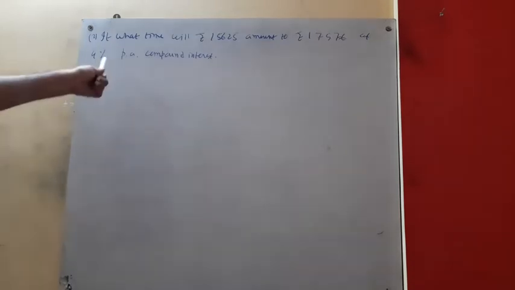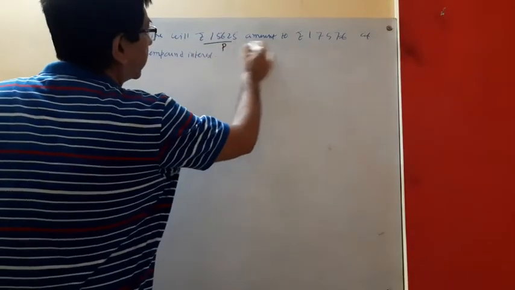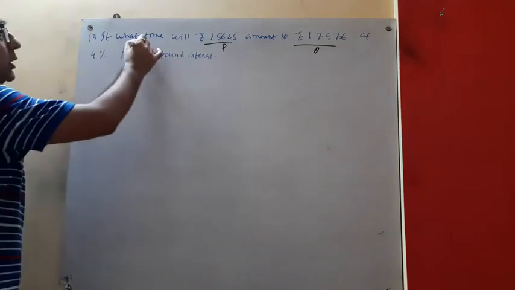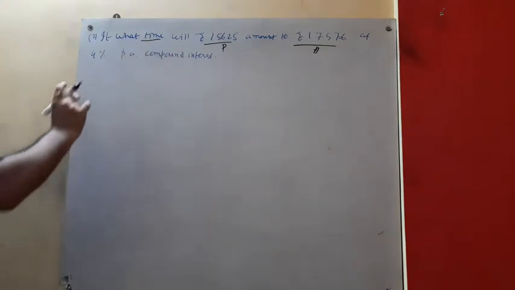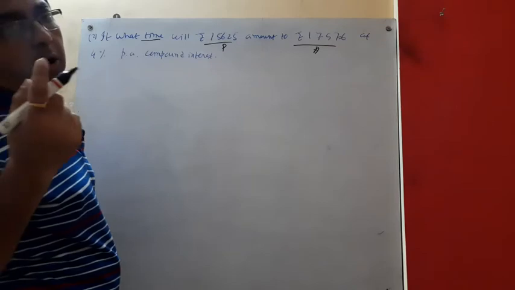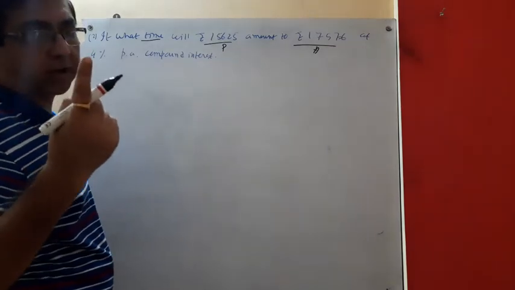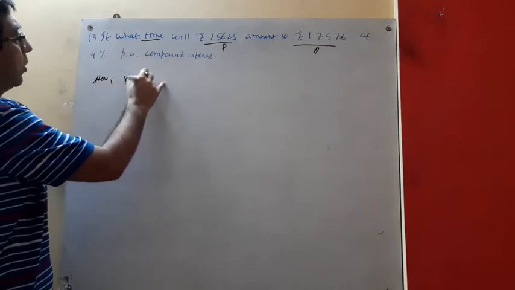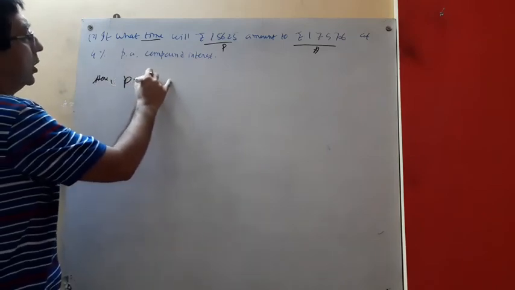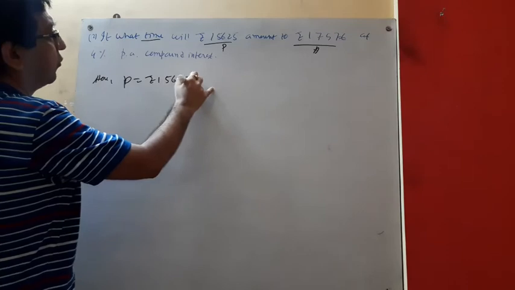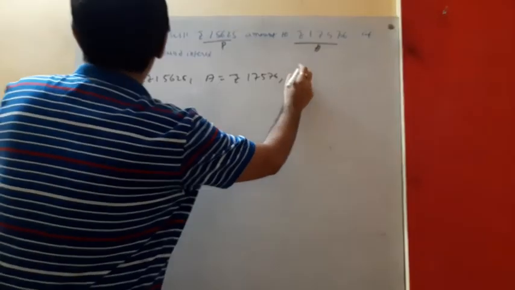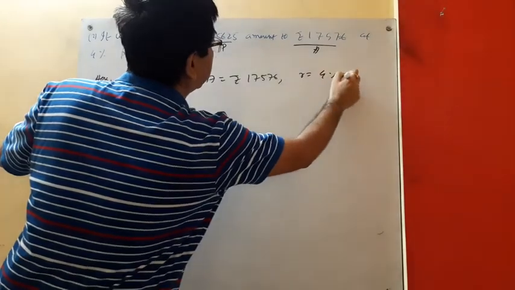Here, in what time will rupees 15625 amount to 17576? That means this is the principal portion and this is the amount portion. What you have to find? Time. That is n you have to find. Per annum, that means interest is given once in a year. So here P equal to rupees 15625, amount equal to rupees 17576, and rate equal to 4% per annum.